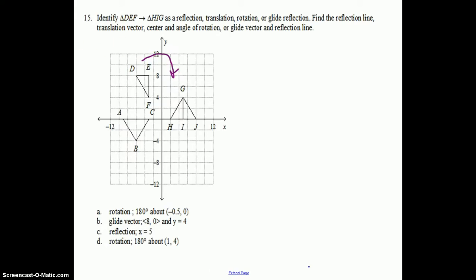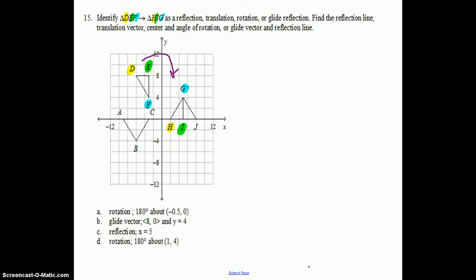So first of all, I am going to go through and highlight the pieces. D and H seem to match up here. Then E and I, and F and G. Just knowing that helps me figure out my plan of what I'm going to do.